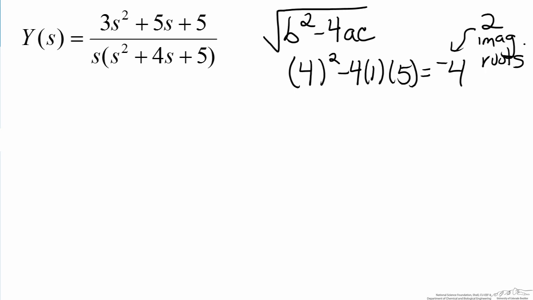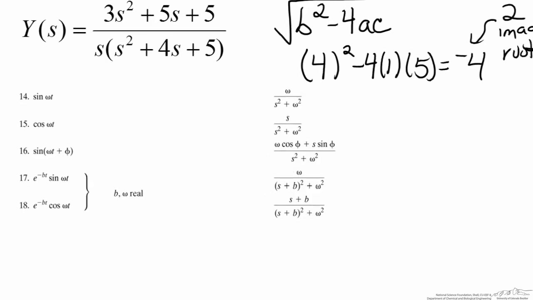Recall that systems with imaginary roots will have the form of a plus or minus bi. But the question now becomes, when we're trying to convert this from the Laplace domain to the time domain, what functional form should we have? The best way to answer this question is to look at the Laplace transforms that are available.